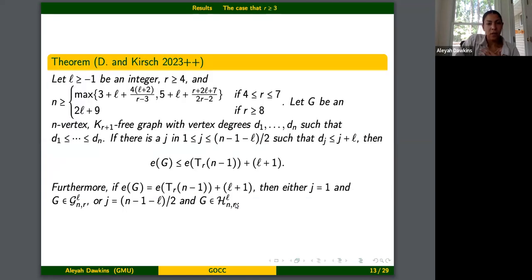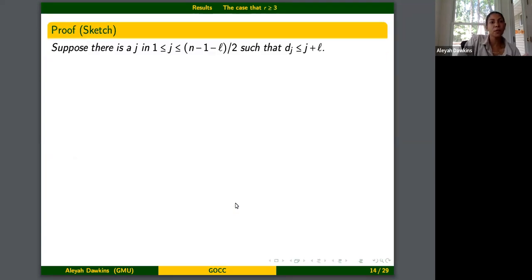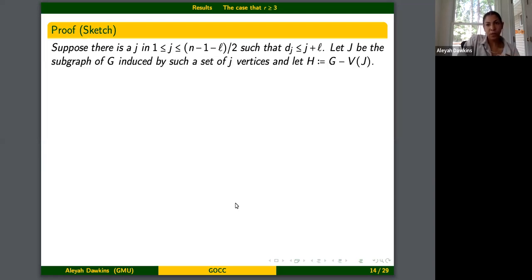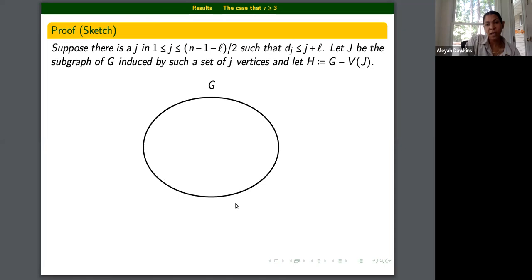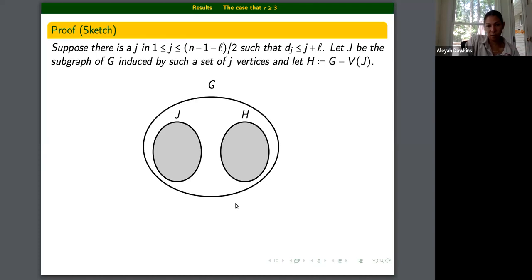Okay. So now we'll go on to proving this theorem. Suppose that there is a j between 1 and (n-1-L)/2 such that the jth vertex degree is at most j plus L. What we're going to do is let big J be the subgraph in G that's induced by those j vertices, and we'll let H be the remaining part of G. So we've taken our graph G and pulled out those j vertices, which we're representing as J. We've let the rest of the graph be H. And of course, there may be some edges between J and H, and we'll let that be denoted by the boundary of J.